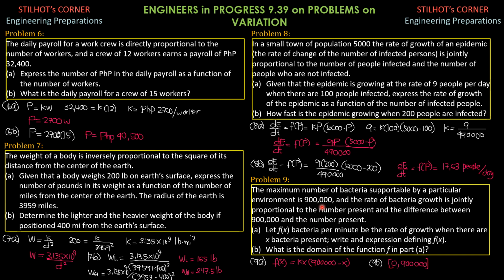So the formula is f of x is jointly proportional to the number present, so that is denoted with x, and the difference between 900,000 and the number present, so 900,000 minus x. So that's the formula in general. Then what is the domain of the function? The domain of the function is 0 up to the total population, which is 900,000, since there may be no infected. So that's the domain of the function.